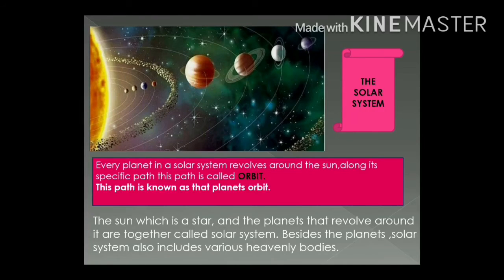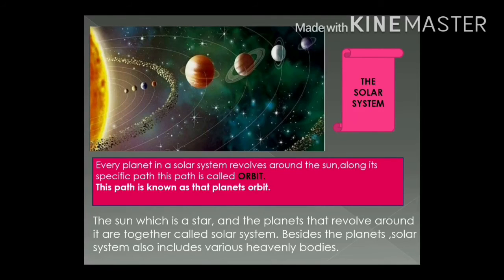We are going to learn about those heavenly bodies in our next slide, but now it is important to see the information about our Earth. Now we know what is meant by solar system. Solar system means some planets are revolving around the Sun, and some heavenly bodies are there. So now we will see about Earth. I know everyone is excited to get information about Earth.